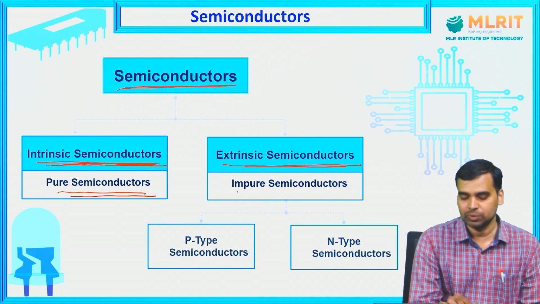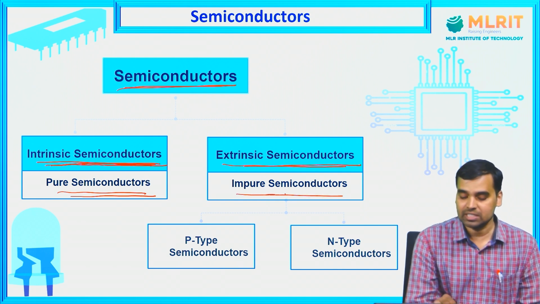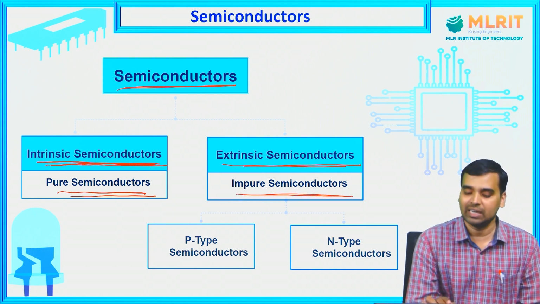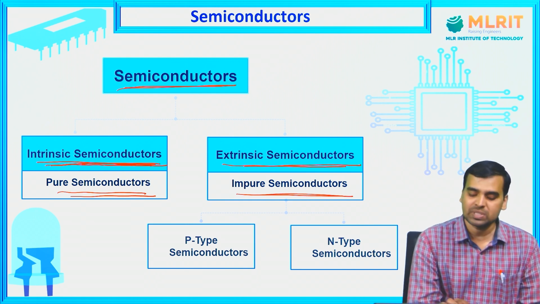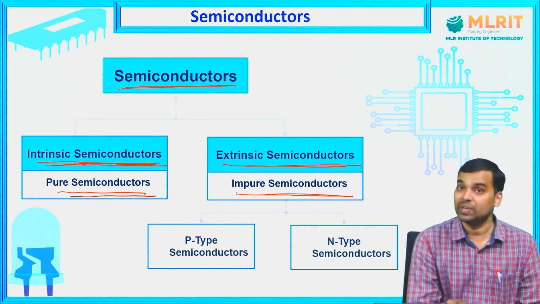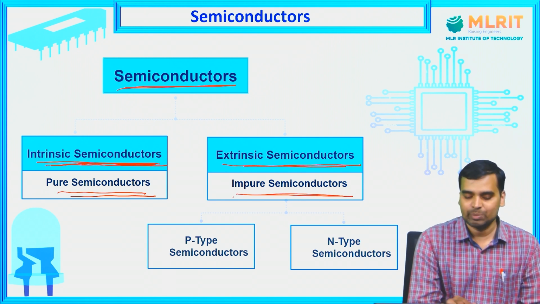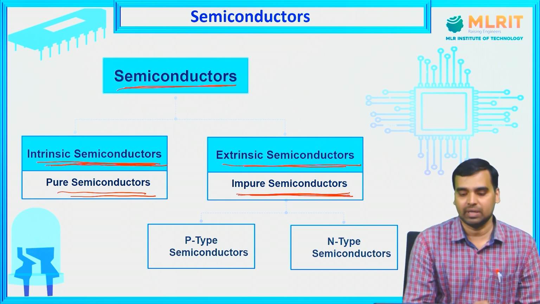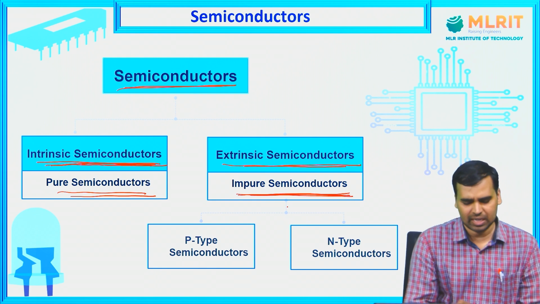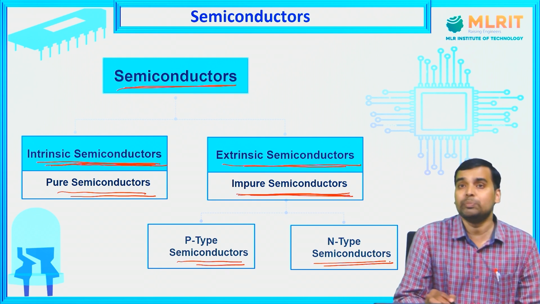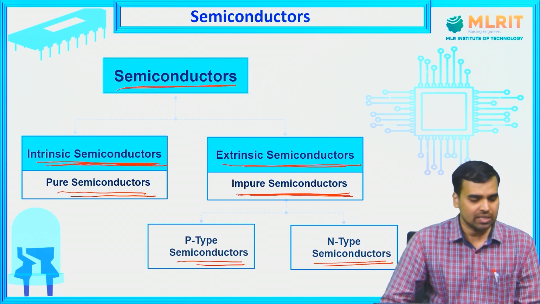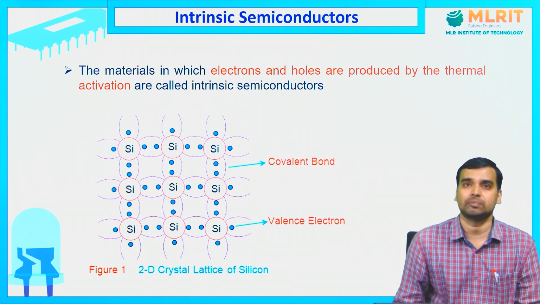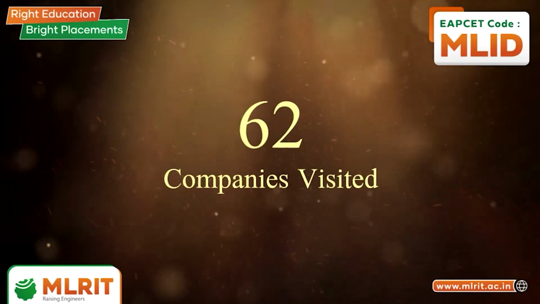When it comes to extrinsic semiconductors, the conductivity is either due to electrons or holes. In the case of impure semiconductors only, the charge carriers vary. That's why extrinsic semiconductors are nothing but impure semiconductors. Again, extrinsic semiconductors are classified into two types: P-type semiconductors and N-type semiconductors. Based on impurity materials, this classification is done. Now, let us see what intrinsic semiconductors are.